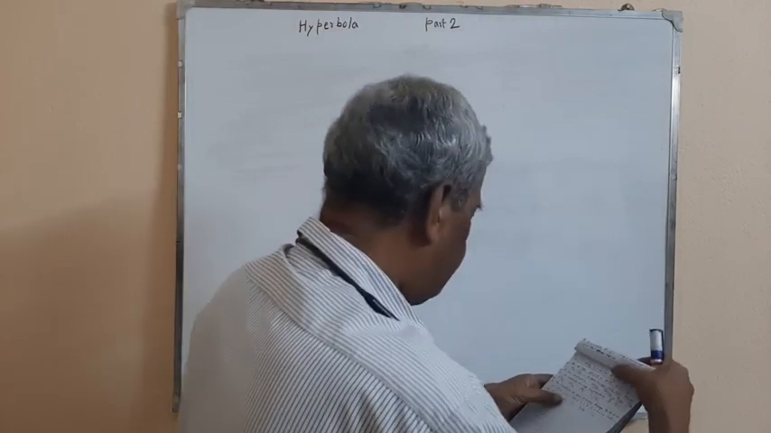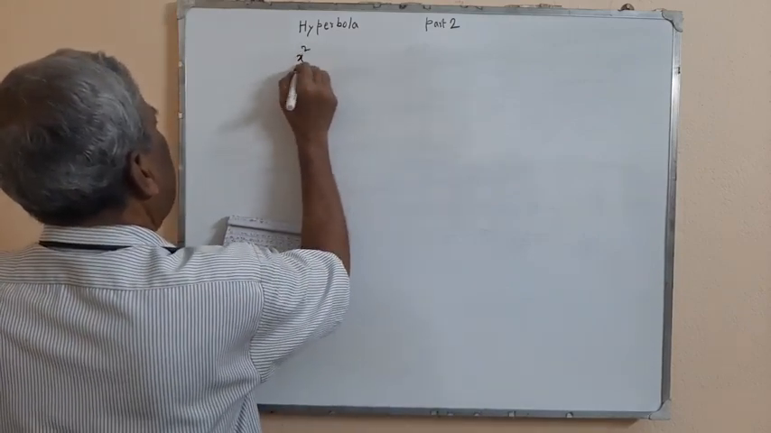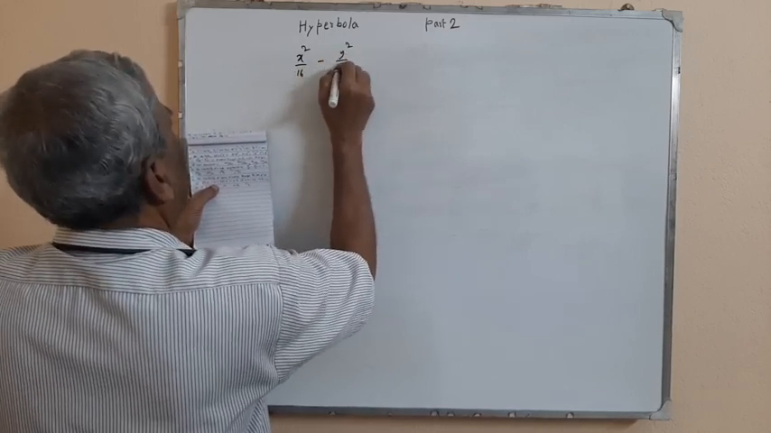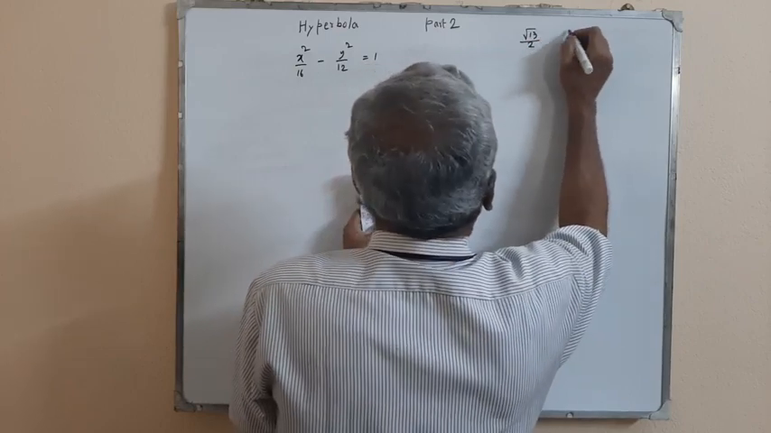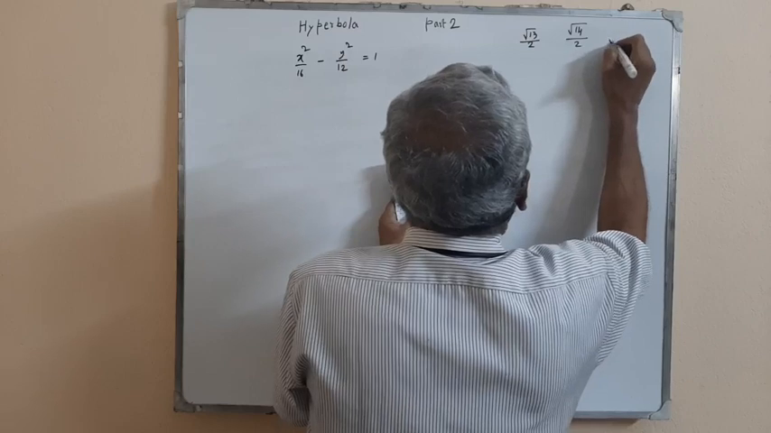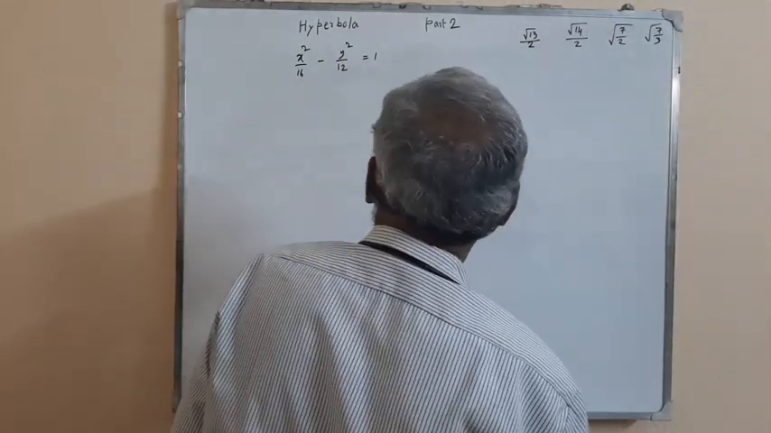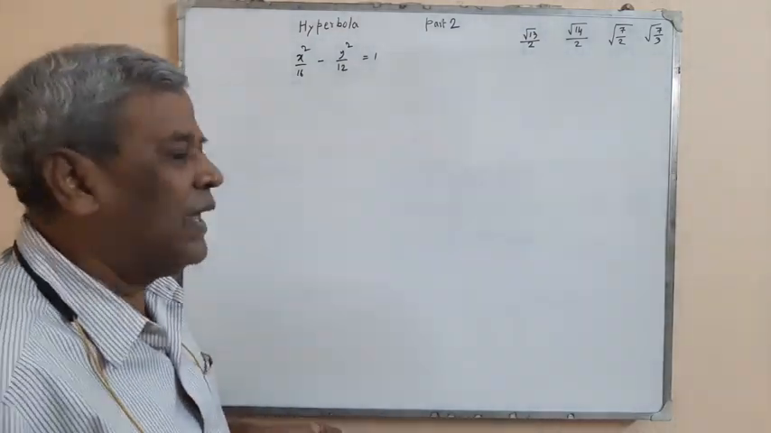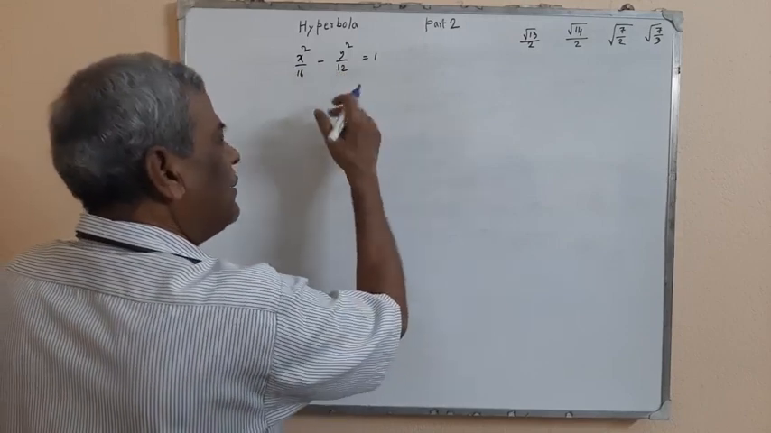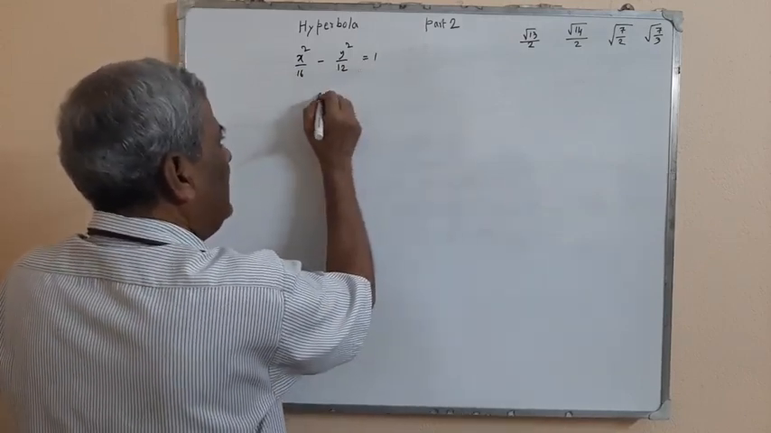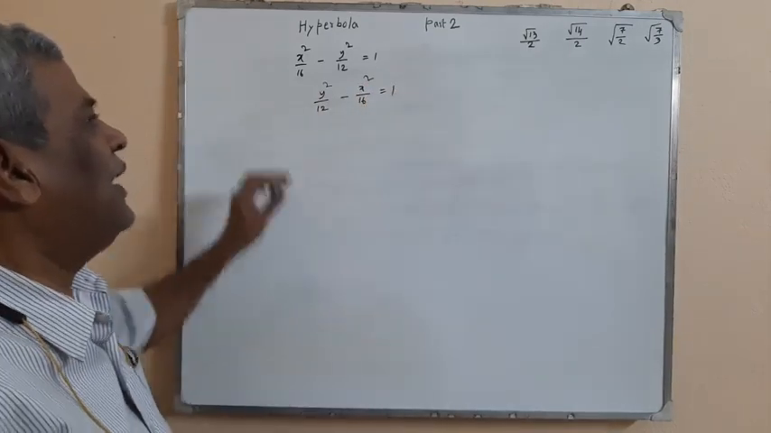The eccentricity of the hyperbola conjugate to x² by 16 − y² by 12 is equal to 1 is: options √13 by 2, √14 by 2, √7 by 2, and √7 by 3. We have to find the eccentricity of a hyperbola, not of that one, but of its conjugate hyperbola. We know that the hyperbola conjugate to that is obtained by simply replacing 1 by −1, and it would be y² by 12 − x² by 16 is equal to 1. This is the hyperbola conjugate to that.